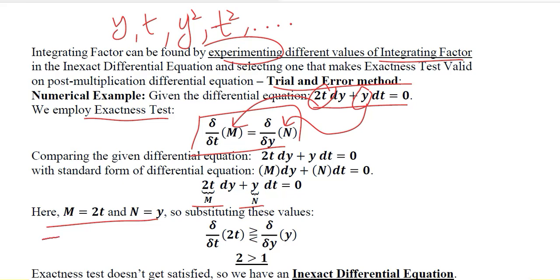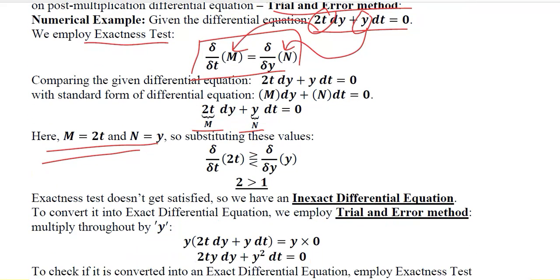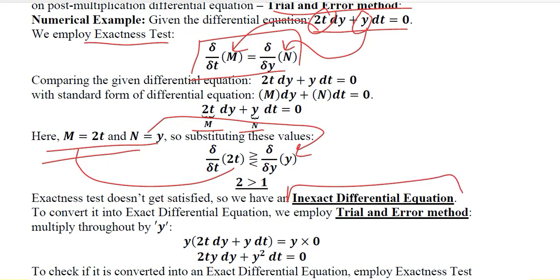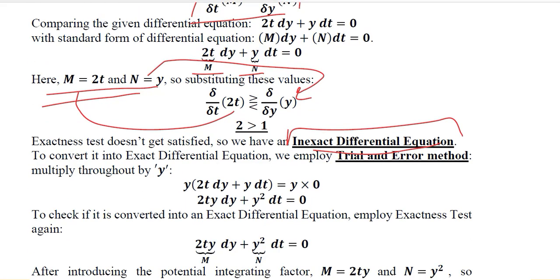Here you can pause the video and see this thing that we have been doing before, how to apply this test. So the values of m and n are substituted in their respective places, but the answer is not equal on both sides, that is 2 is greater than 1. So this means that we are dealing with an inexact differential equation. So we try the trial and error method here.